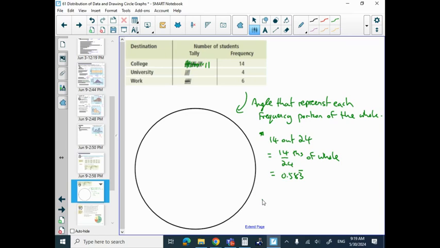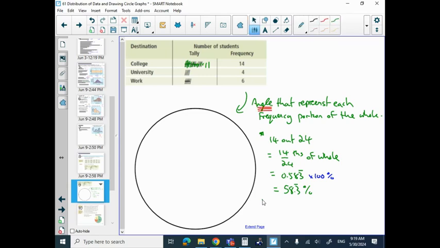Repeated of the total. And so what we tend to do is we multiply by 100, stick a percent sign on it, and we end up with this answer of 58.3 repeated percent, right? So we know that the frequency, the number of people saying they're going to college is 58.3%, right? So the next step is to get that angle.